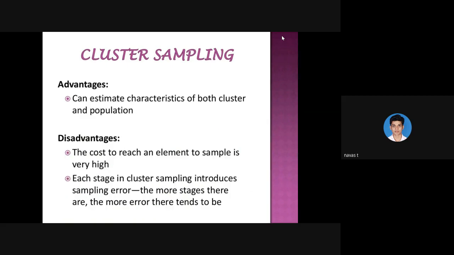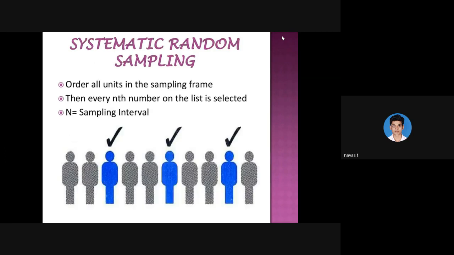Now, the advantages of cluster sampling are that it can estimate characteristics of both the cluster and the population. And the disadvantage is that the cost to reach an element to sample is very high. So the next type of sampling method is systematic random sampling.